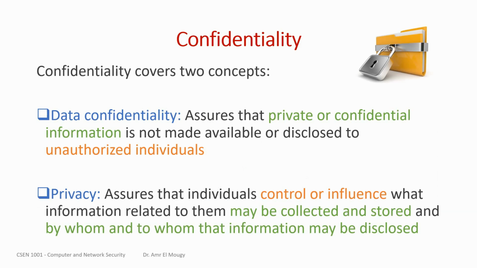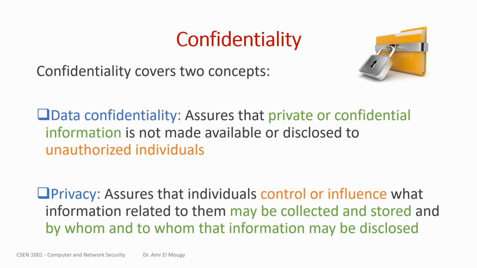Confidentiality is basically the protection of data on a device. So data confidentiality assures that private or confidential information is not made available or disclosed to unauthorized individuals. It means that you can only see data that you are authorized to see. If you're not authorized to see it, the system should not allow you to see this data. This is what is called data confidentiality.